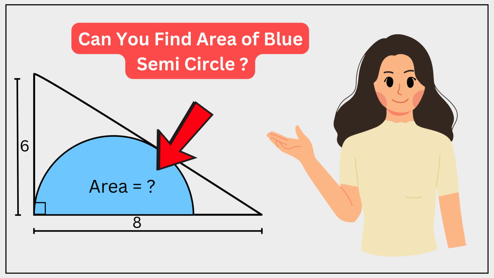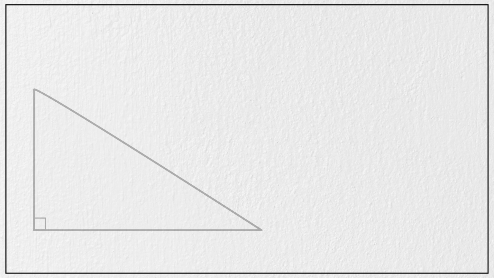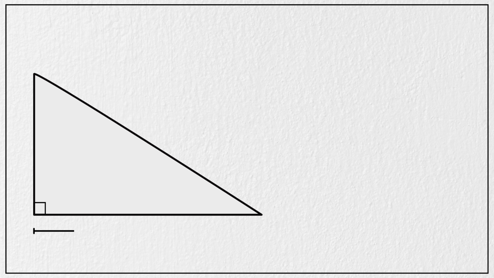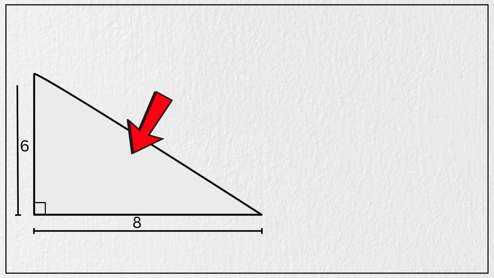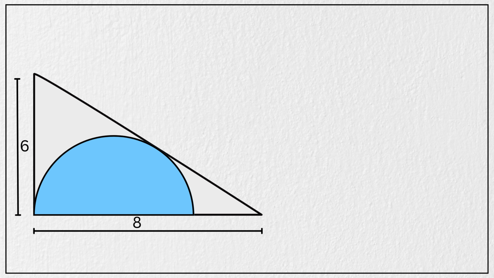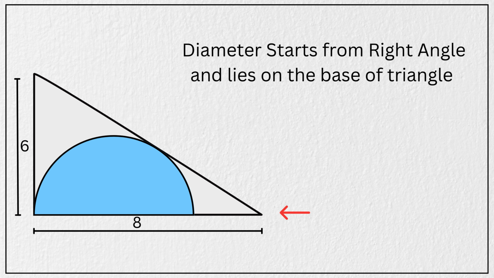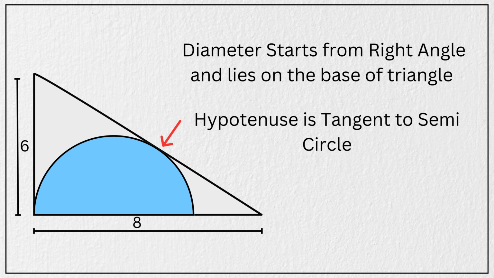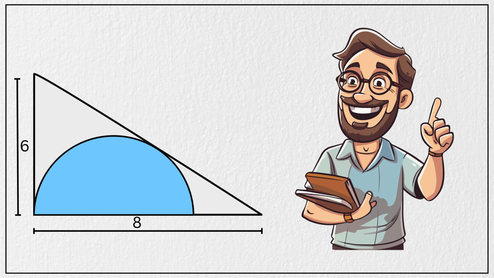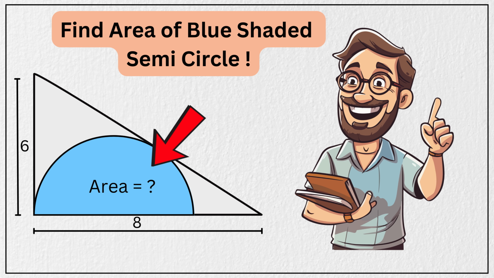Can you find the area of this blue shaded semicircle? We are given a right-angled triangle with a base measuring 8 units and a height of 6 units. Inside this triangle, a semicircle is placed in such a way that its diameter begins from one end and lies along the base of the triangle. And this hypotenuse is tangent to the arc of the semicircle like this. And our goal is to find the area of this blue shaded semicircle.